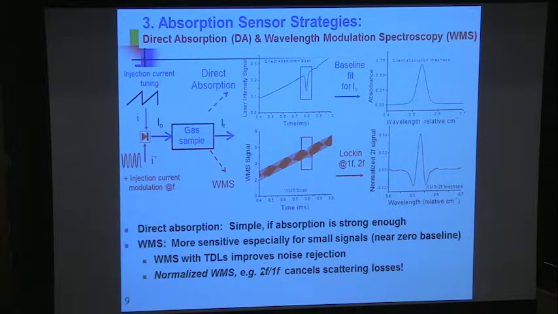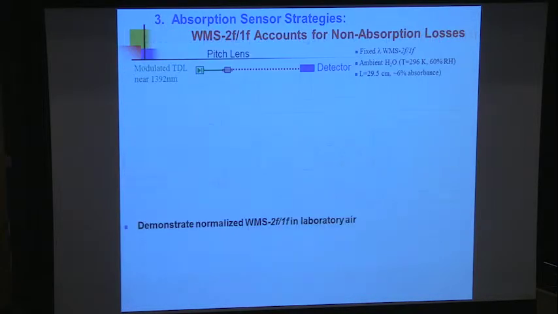The 2f over 1f method also, because it's independent of the intensity, cancels any scattering losses that might be present. So if you have particles in the flow or contamination in the flow or windows that are getting dirty with time, the scheme cancels all of that out.